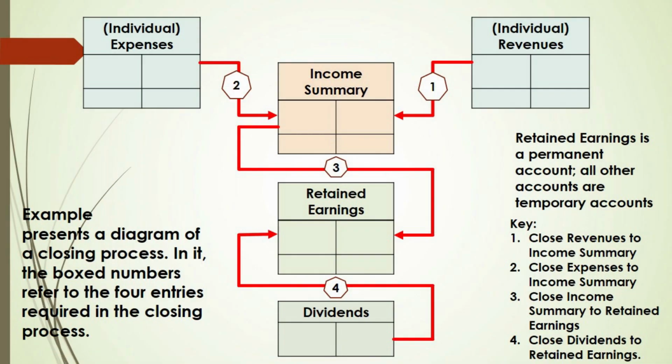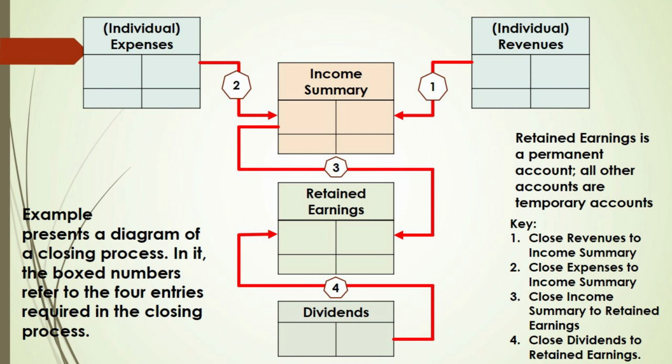So, individual expenses, papunta yan sa income summary, no? And then, yung individual revenues, pupunta din yan sa income summary, no? So, yung revenues, credit, yung expenses, debit. Okay. And then, from the income summary, pupunta yung income summary mo sa retained earnings. Yung result ng income summary, yung balance niyan, pupunta sa retained earnings, no? Since the retained earnings is a permanent account, all other accounts are temporary accounts, no? So, from the retained earnings, pupunta naman ang dividend, pambawas siya doon sa retained earnings, no?